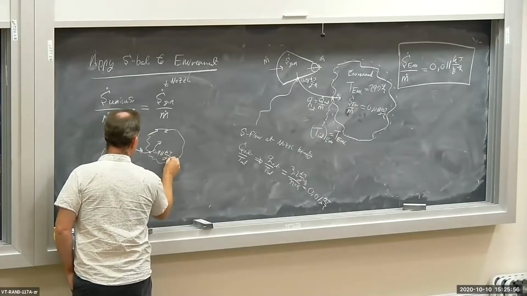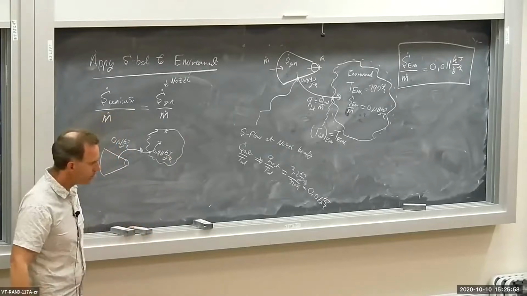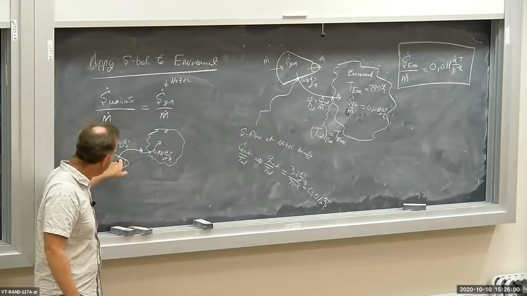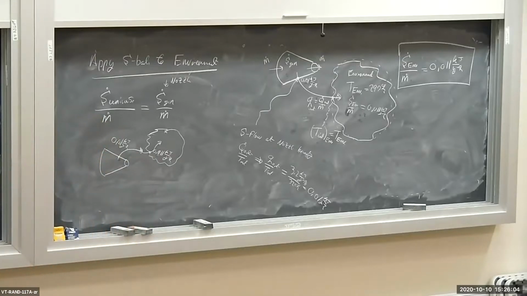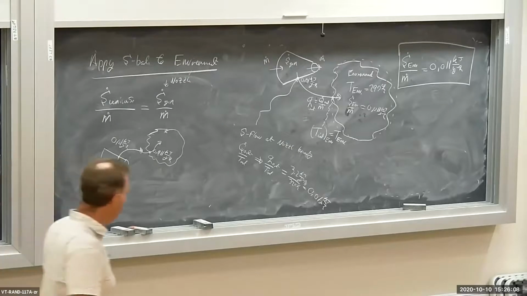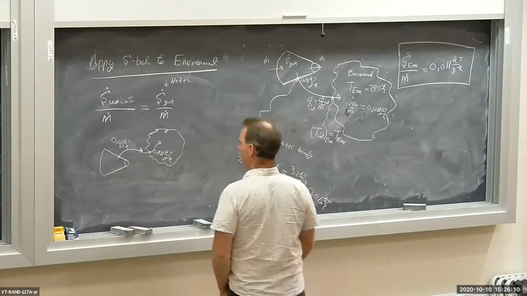Kilojoule per kilogram degree Kelvin. So entropy increased as the heat flowed from the nozzle boundary to my environment. Why? What is going on?